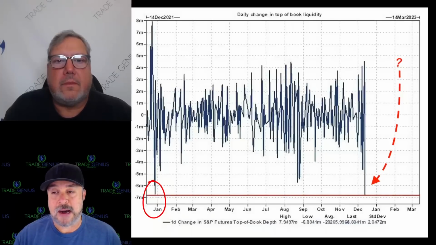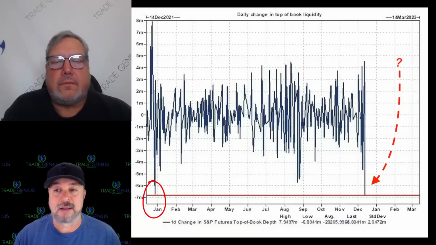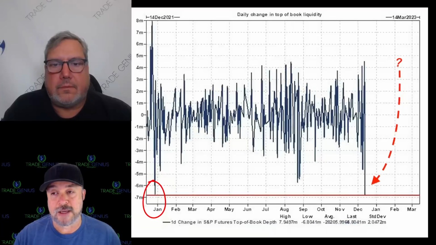Now, when it's at the bottom, there's no liquidity, and the reason for that is the market makers are basically not providing the liquidity, and so it's very easy for these markets to fall. Without getting overly complicated, that's basically what it means.